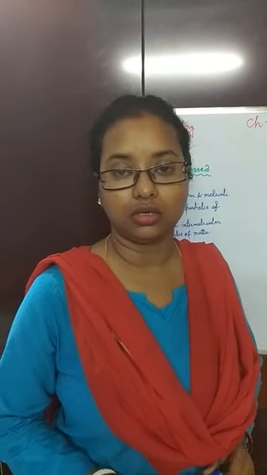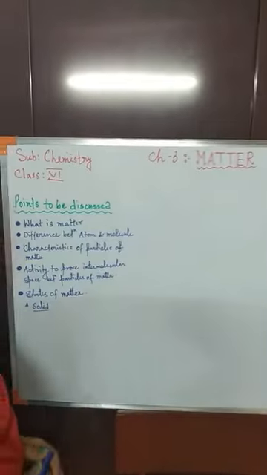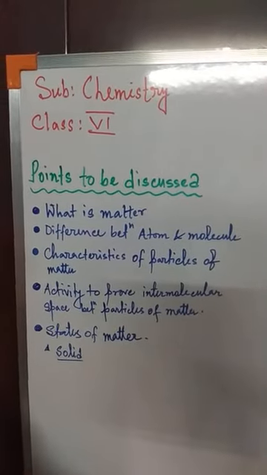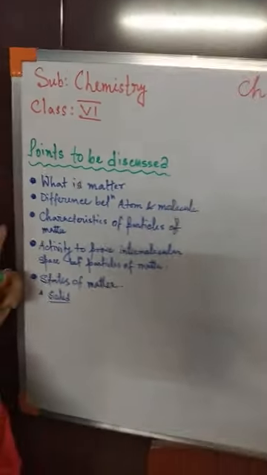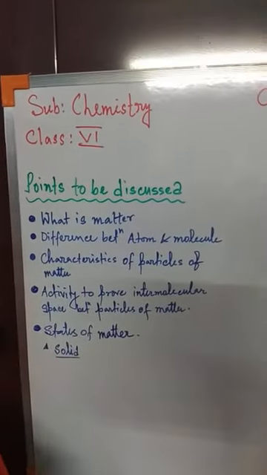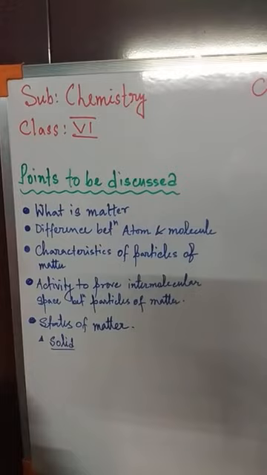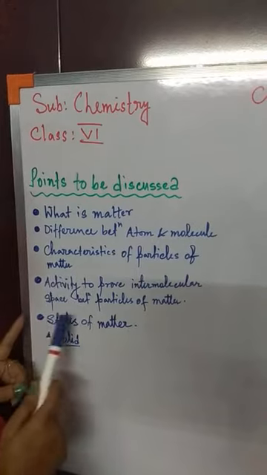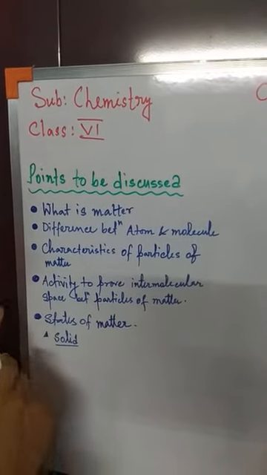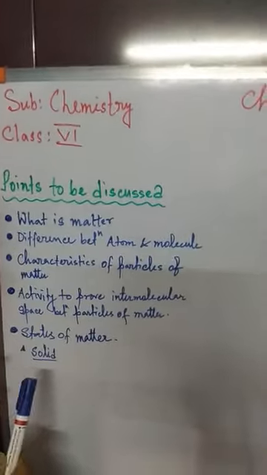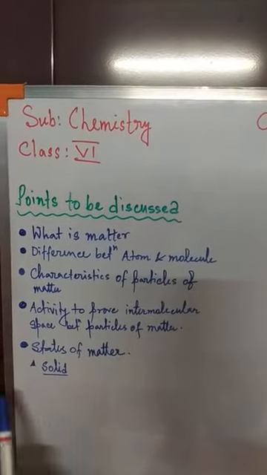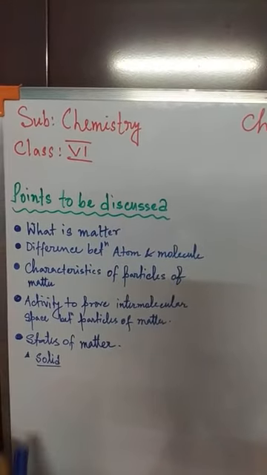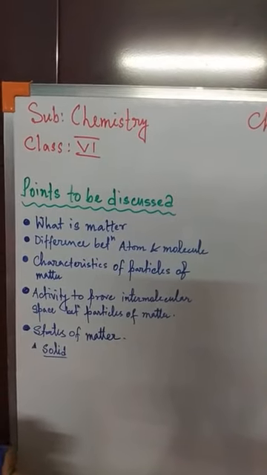So now let us start. These are the points to be discussed today. What is matter? We will discuss that first. Then we will discuss the difference between atom and molecule once again. Then the characteristics of particles of matter, and then we will do some activity to prove the intermolecular space between particles of matter. And then after that, the different states of matter that we will be discussing. So let us start the first one.